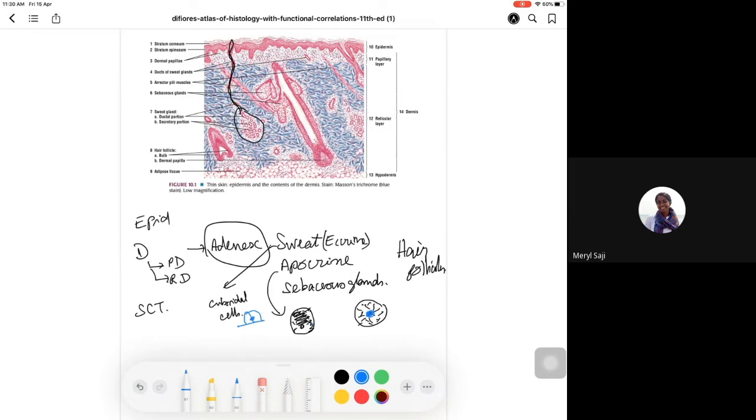Hair follicles, again, they will look like basal cells. Remember the basal cells here. So they will try to form the hair follicles. They will also have the peripheral palisading. Peripheral palisading is very, very important.